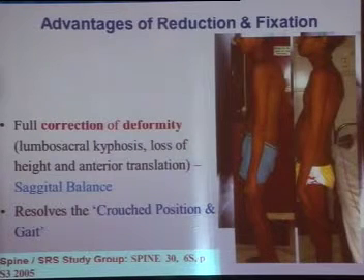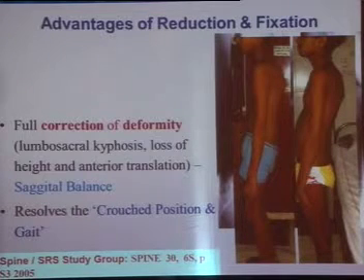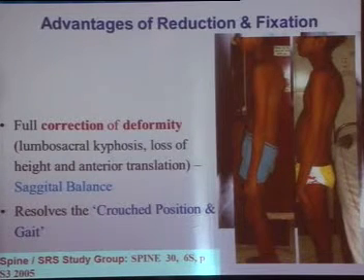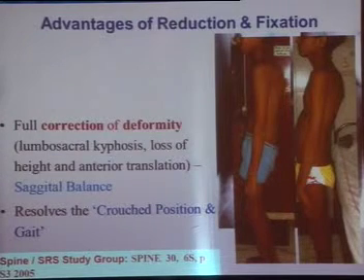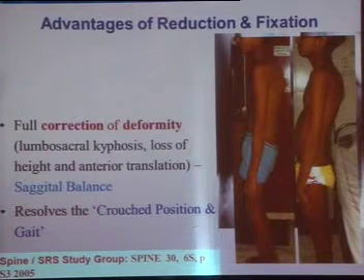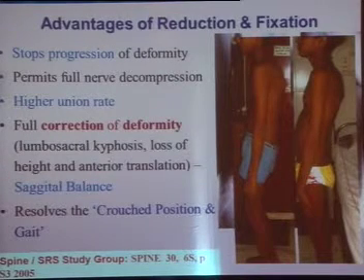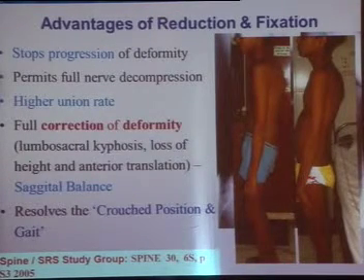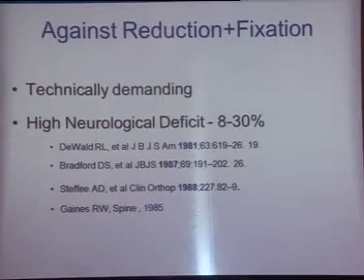With reduction and fixation, the crouched position is reduced to a great extent. The local kyphosis is reduced, and the reason for that is that once you tilt your pelvis backwards, when you compress your L5 and S1, then your vertical sacrum tilts back, and you correct your crouched position. The crouched position and gait is restored. Of course, it stops progression. It gives you a higher union rate, and also when you're trying to fix them, you'll be able to do a very, very good decompression also.